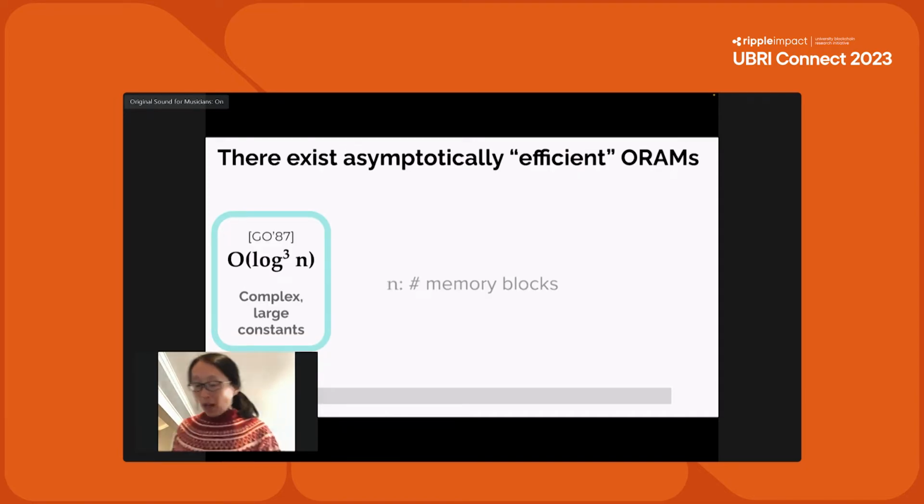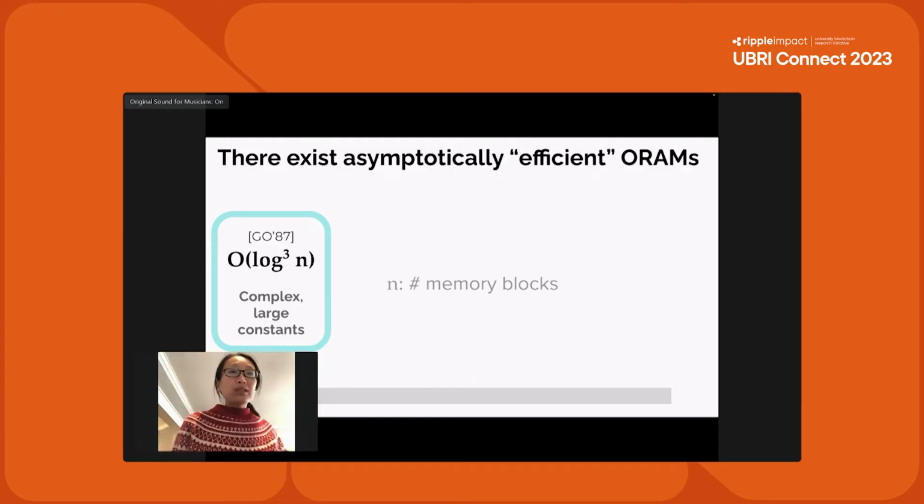I want to tell you how we started working on ORAM and how things evolved over time. I started working on ORAM back in 2011, and back then, this was the landscape. Goldreich and Ostrovsky were the first to propose ORAM, and this was back in the 1980s.